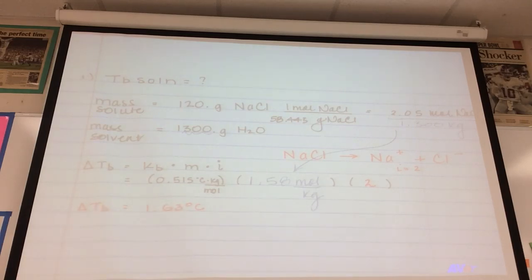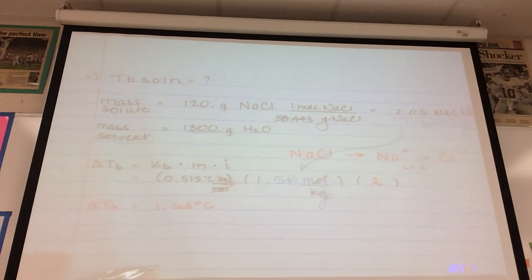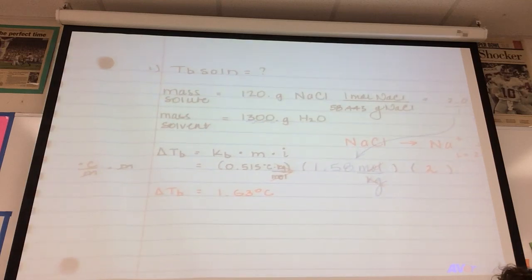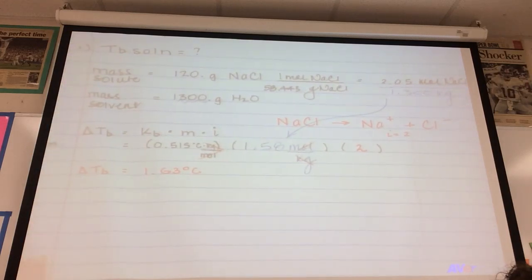And note this unit cancellation here. You have moles, you have kilograms. You're left in a unit of degrees Celsius. And if you don't like writing all that out, instead of showing this unit for the KB, you can do degrees Celsius per molal, and then for molality, you can use the M, and you can cancel that way if you prefer. Whatever rocks your world is fine. So your delta TB is, I gave it away, 1.63 degrees Celsius.